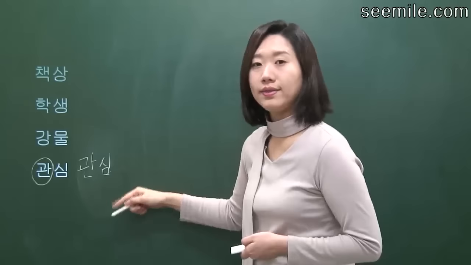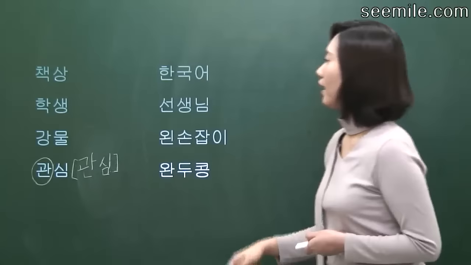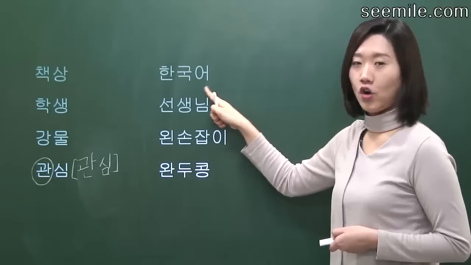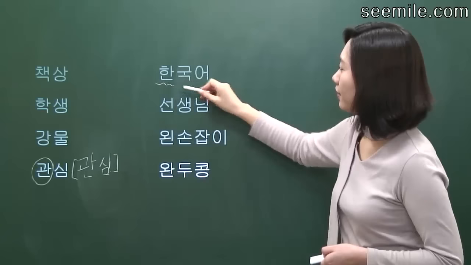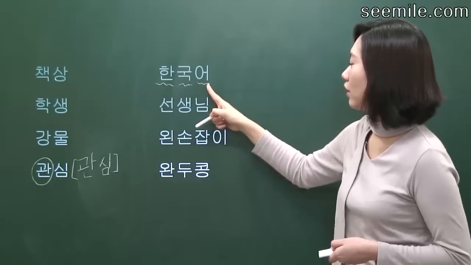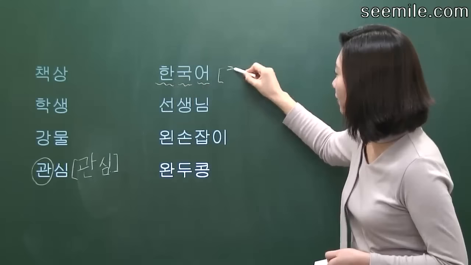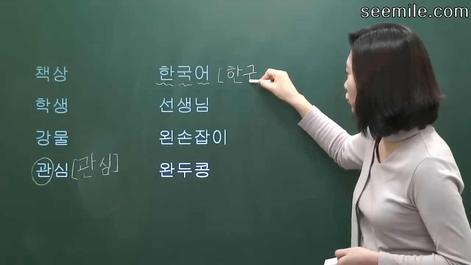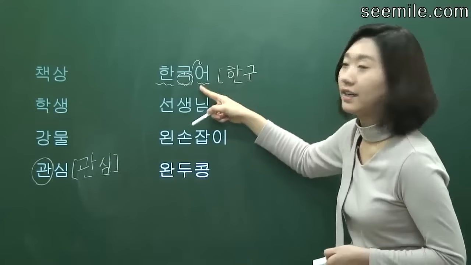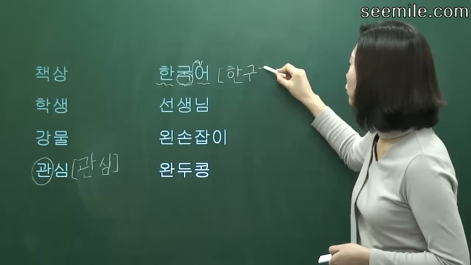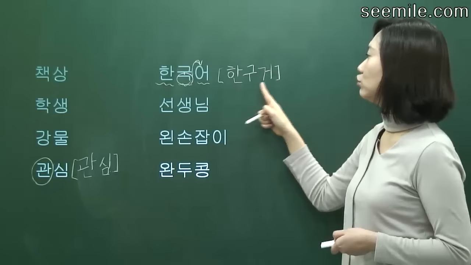Okay. It's Han Kuk O. Its pronunciation is Han Kuk O. However, when you pronounce it Han Ku, in this case, when this ending consonant meets yin character, it moves to next beginning consonant. So, 한국어. It's natural pronunciation.